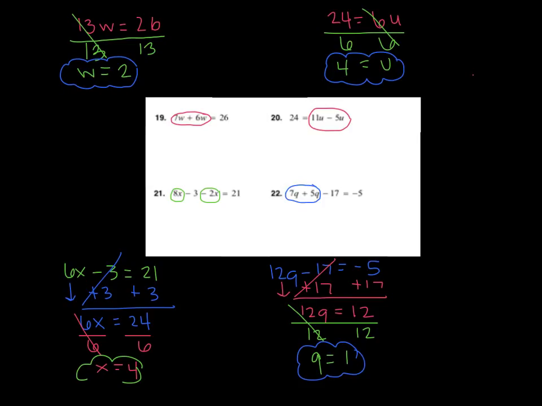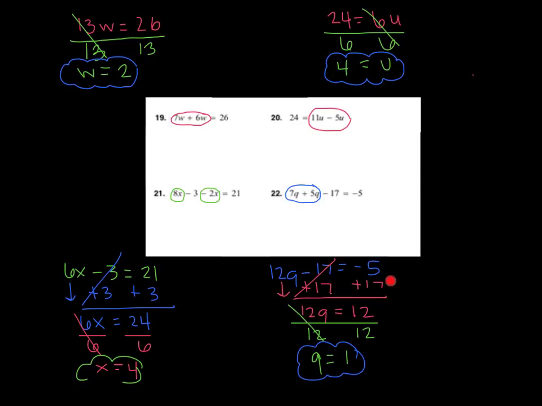So on this problem, I circled my like terms that were on this left side. 7q plus 5q is 12q. I brought down my minus 17 equals negative 5. The opposite of minus 17 is to add 17 to both sides. Those cancel to make a 0, and I brought down 12q.